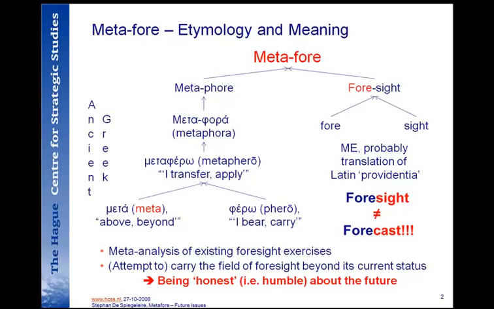So metaphor brings together these two components, and as you see at the bottom of the screen, it tries to be a meta-analysis of existing foresight exercises, while at the same time, by doing so, trying to carry the entire field of foresight beyond its current status. And I think the main insight that we're trying to hold on to is that we're trying to be honest about the future. We don't pretend that we have a crystal ball. We don't pretend that we really know all that much about the future, but we're just trying to map the views of existing foresight communities with respect to various issues that we are interested in.